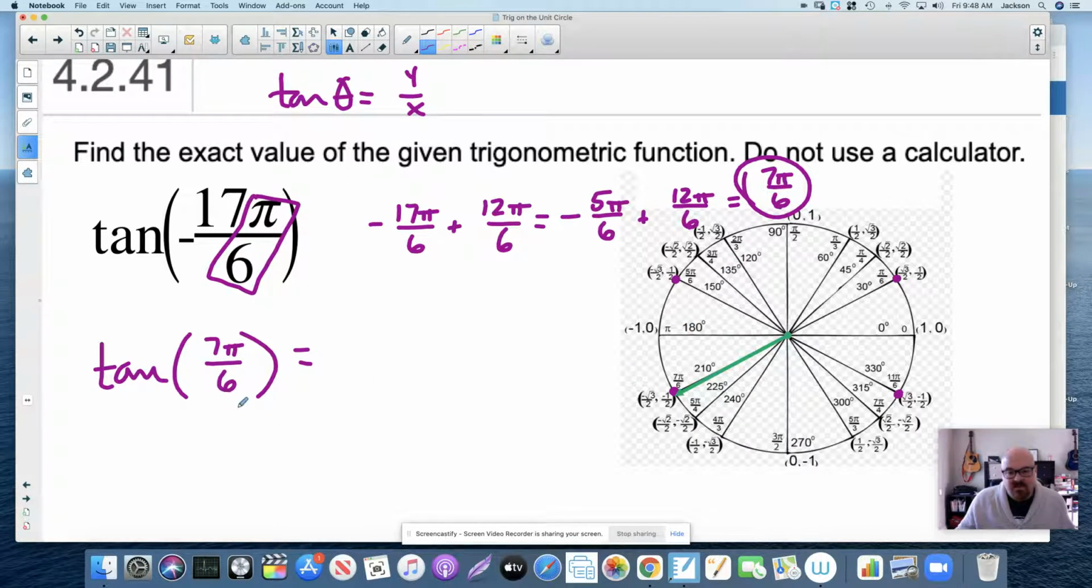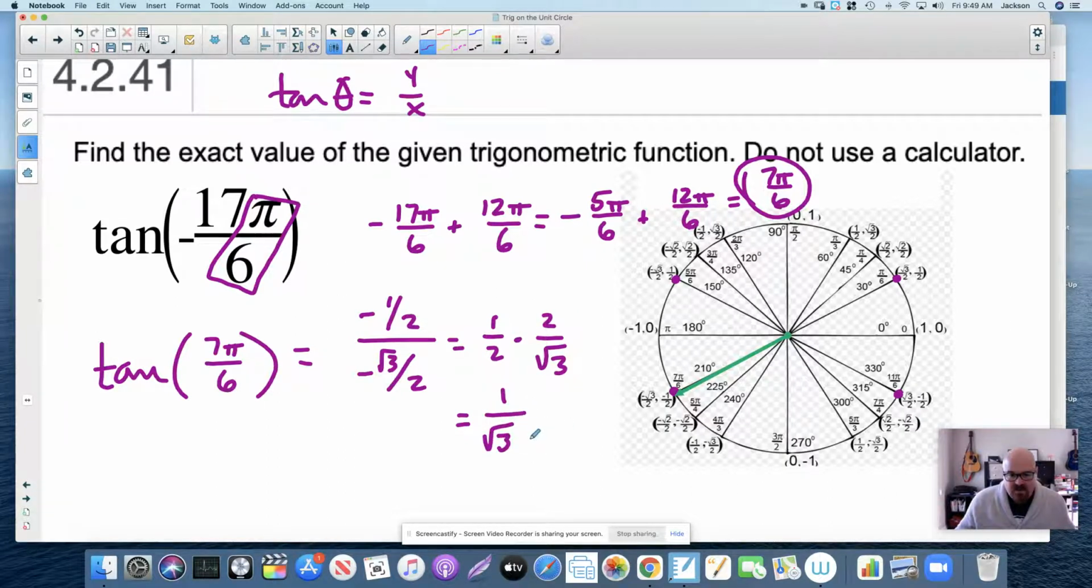So the tangent of 7 pi over 6 is the y coordinate over the x coordinate, both negative. Because they're both negative, I'm just going to get rid of the negatives because I know the answer is going to end up being positive. Negative times a negative is a positive. The 2's cancel, 1 over radical 3, and then we multiply by radical 3 to get radical 3 over 3. No more work needed.